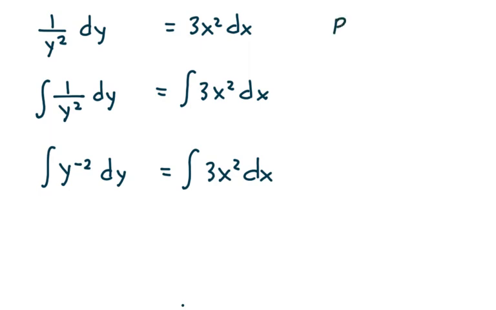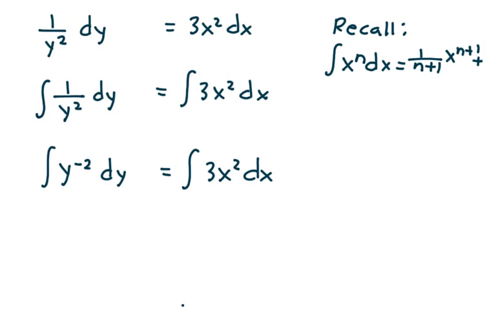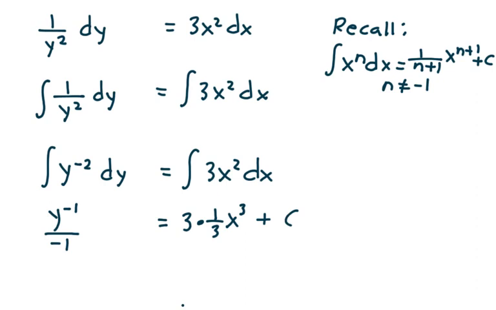But recall, the integral of x to the n dx is 1 over n plus 1 times x to the n plus 1, plus c. And remember, n cannot be negative 1. And so we get y to the negative 1, right? Because negative 2 plus 1 is negative 1, over negative 1, is equal to 3 times 1/3 x cubed. 2 plus 1 is 3, plus c.